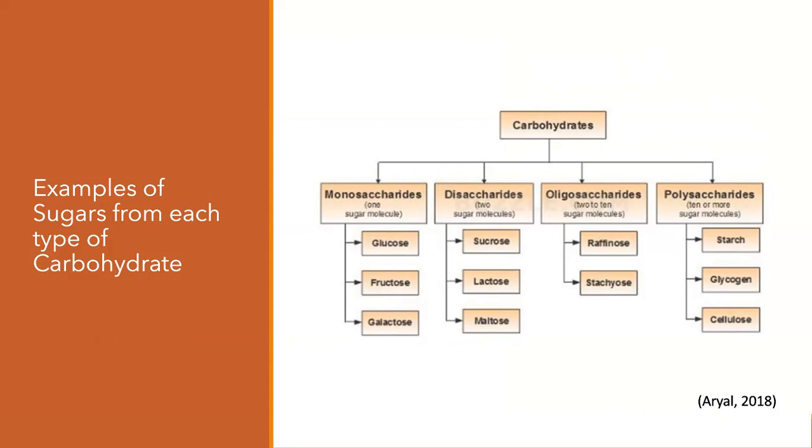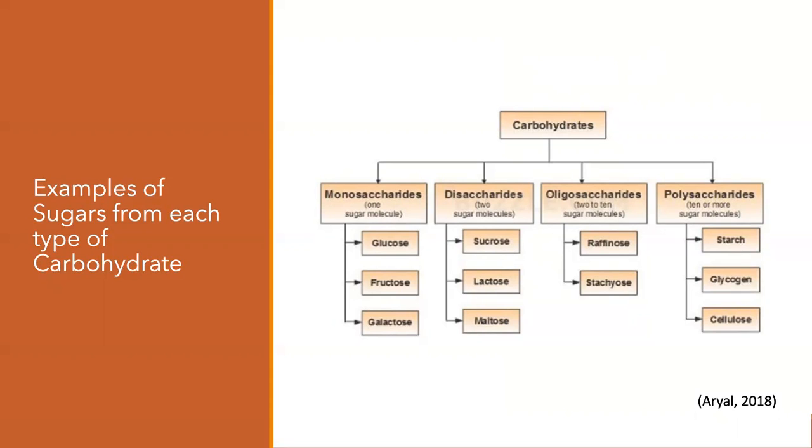Then we have our disaccharides, which again are 2 sugar molecules put together. So we have sucrose, lactose, and maltose. And then in the picture, we also have the oligosaccharides, which range from 2 to 10 sugar molecules. And we have our glycosidic linkage that we discussed.